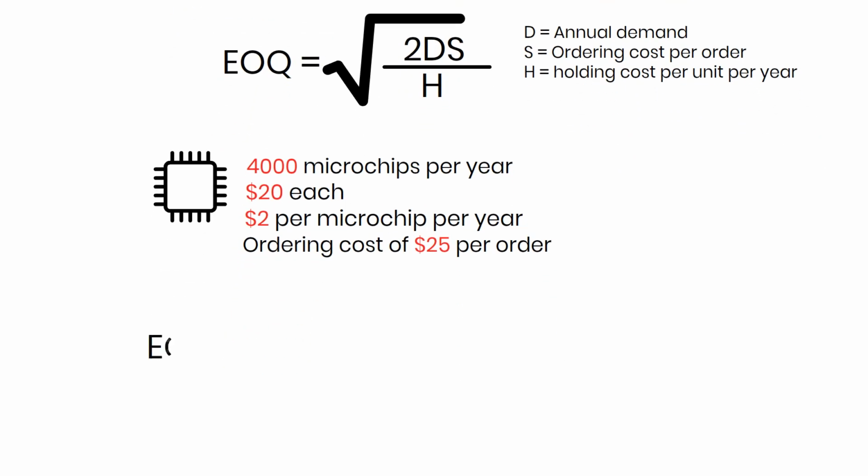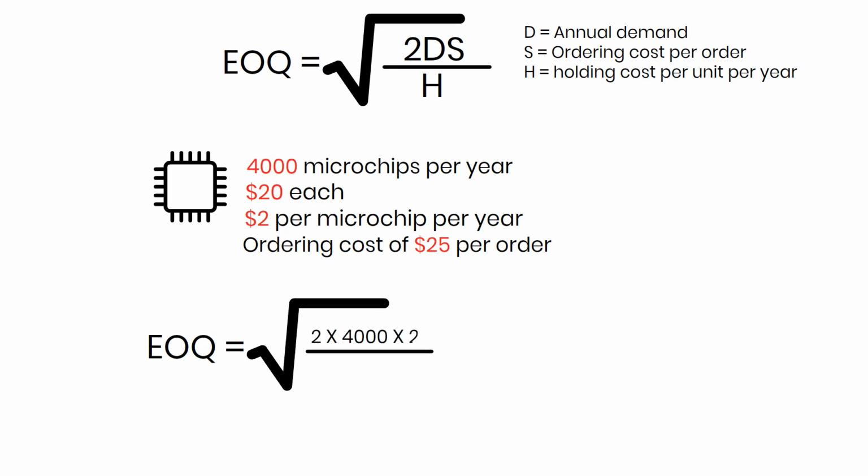Using the EOQ formula, EOQ equals the square root of 2 times 4,000 times 25 over 2. 2 times 4,000 times 25 is 200,000. Divided by 2 is 100,000. The square root of 100,000 is 316.23. Thus, the EOQ for Lisa Green's electronics store is approximately 316 units.